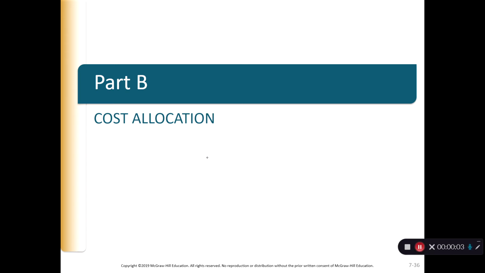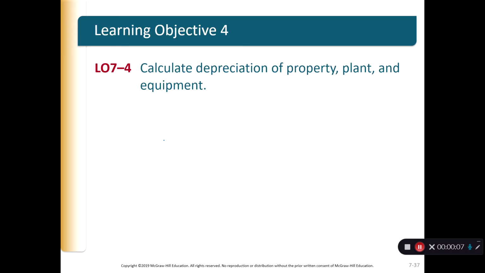Welcome back to chapter 7, part B. We're going to talk about cost allocation. First of all, we wanted to know how to calculate depreciation of tangible assets.